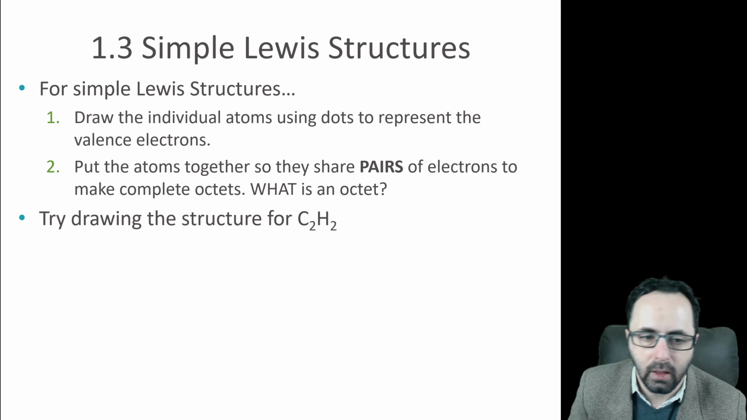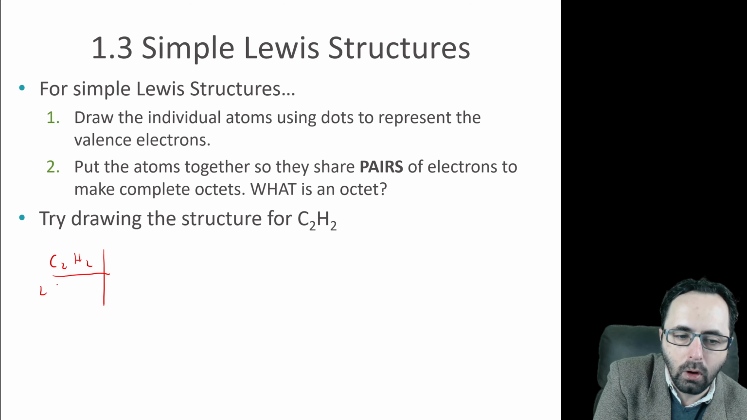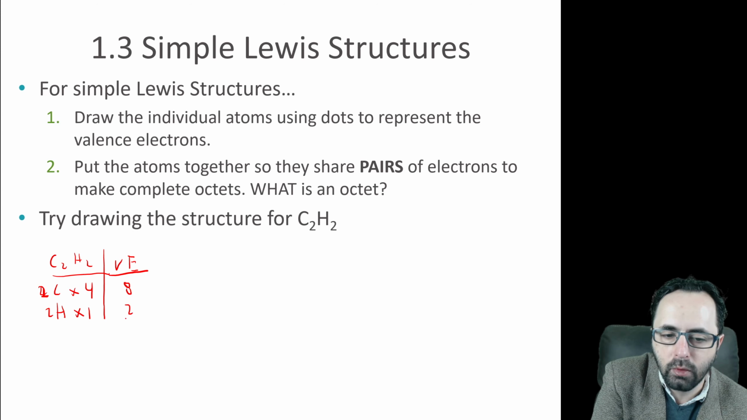C2H2. Again, if we were doing this in Chem, what we'd do is we'd say, okay, we've got C2H2. We're going to count up the valence electrons. We got 2 carbons. We got 2 hydrogens. Each carbon being in group 4 has 4. Hydrogen being in group 1 has 1. And so we count the valence electrons. We get 8 from the 2 carbons. We get 2 from the 2 hydrogens for a total of 10.